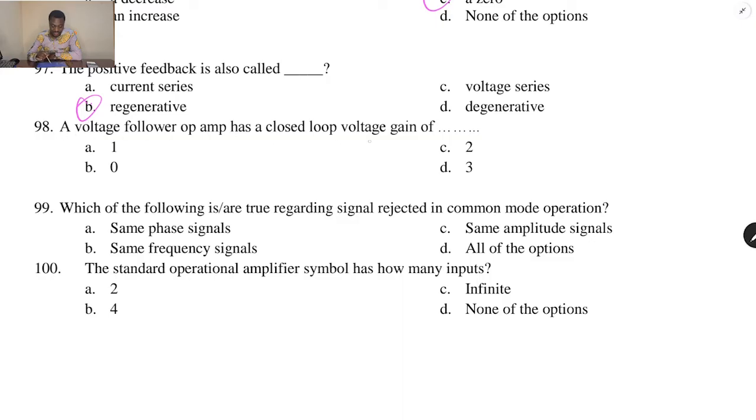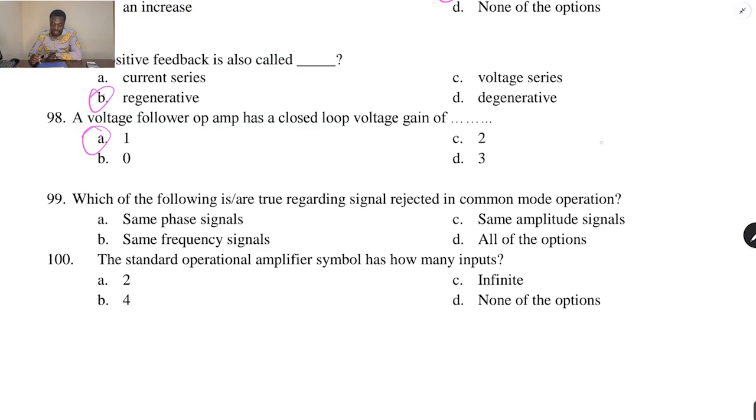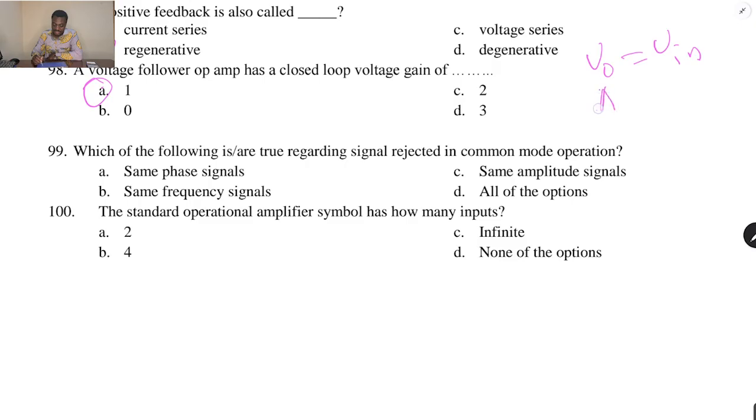Then we have question 88. A voltage follower has a closed loop gain of what? 1. We know for voltage feedback, the output voltage is close to the input voltage. So the voltage gain is going to be 1.